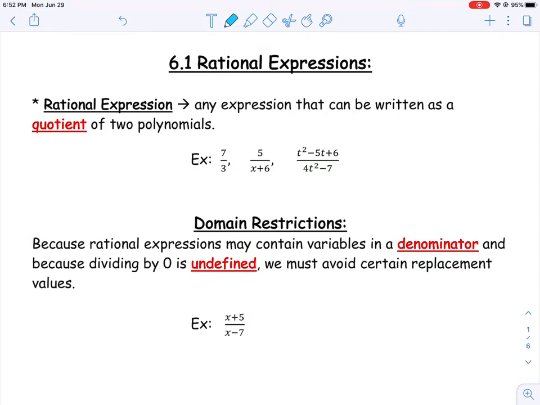They're called rational expressions. So a rational expression is any expression that can be written as a quotient, that's a division, of two polynomials. For example, 7 over 3 is technically a rational expression, two polynomials written as a division. 5 over x plus 6, or even t squared minus 5t plus 6 over 4t squared minus 7. I have two polynomials written as a division problem. It's called a rational expression.